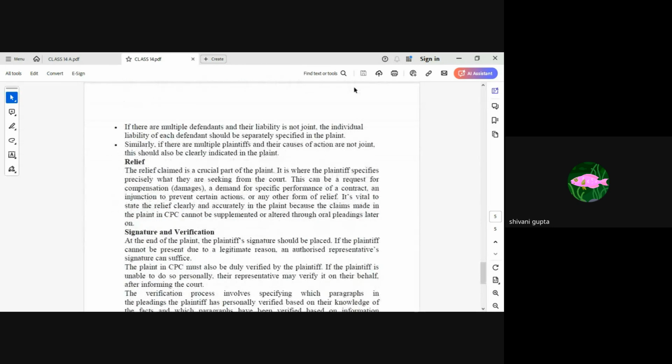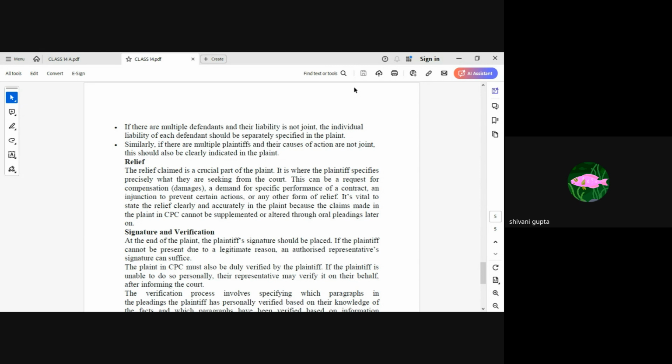Another thing is that the relief is again a very crucial part. It specifies precisely what they are seeking from the court, and what the damages are, or the specific performance of the contract, or any injunction to prevent certain acts, or any kind of relief.